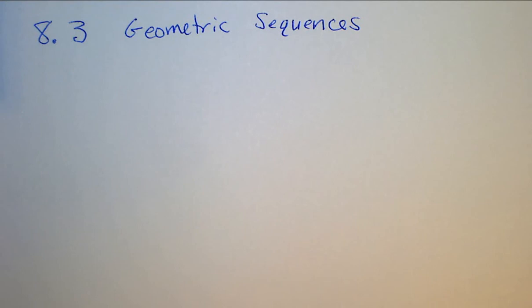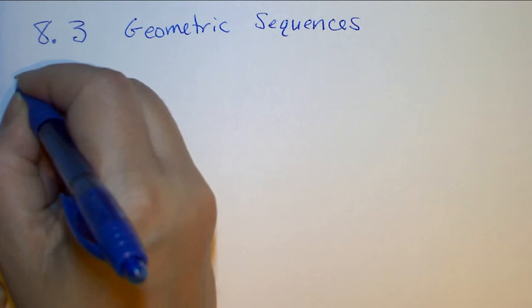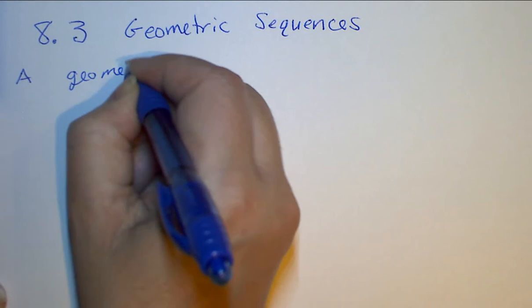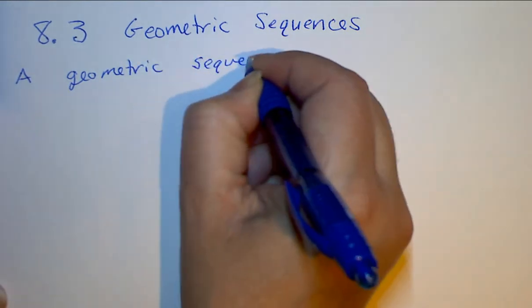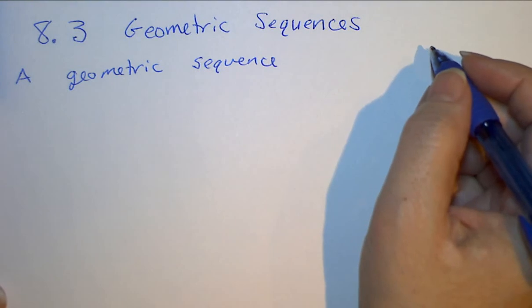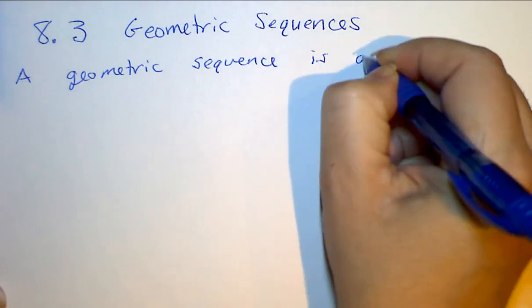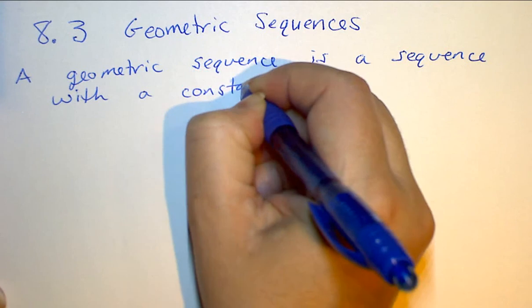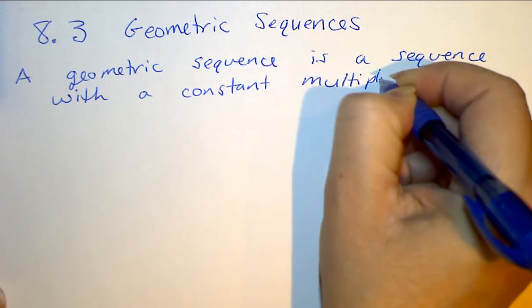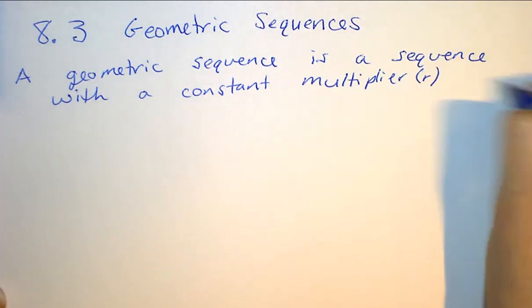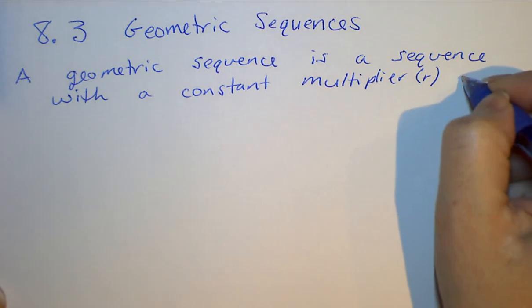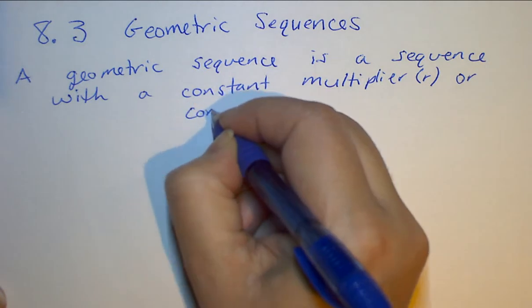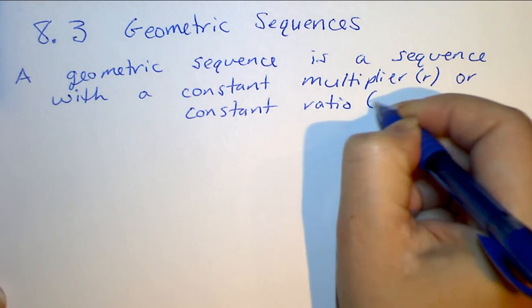Alright, so 8.3 is geometric sequences. A geometric sequence is a sequence with a constant multiplier, and we're going to call that constant multiplier R. Now sometimes it also will be called a constant ratio, and that also will still be your R.